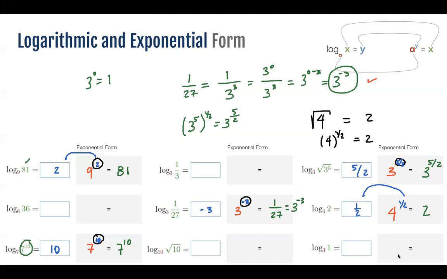And we're going to do this one finally. 3, we're looking for an exponent that would turn a 3 into 1. And as we have seen several times, that exponent needs to be 0. 3 raised to the power of 0 will get you 1. So your answer will be 0.